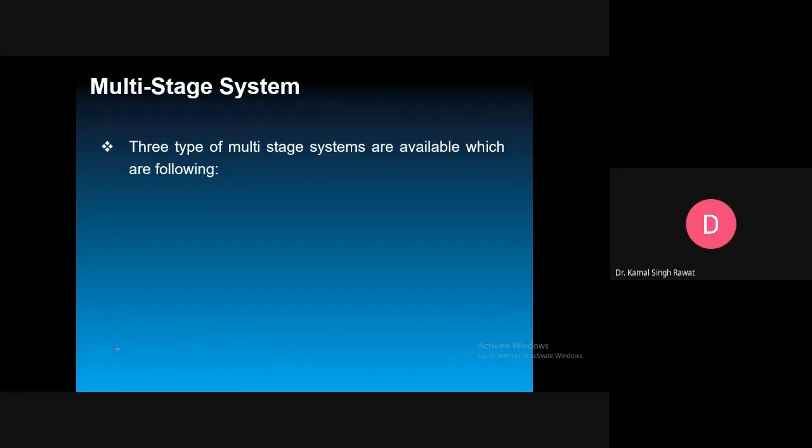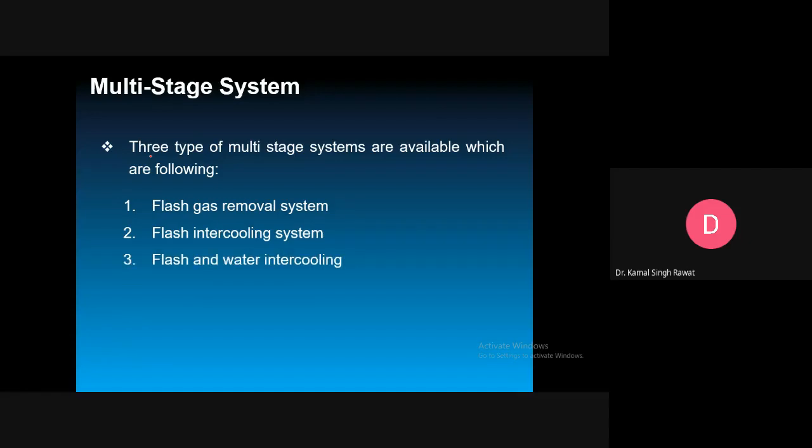So till now we saw that when we were talking about the multi-pressure system, we saw three types. First one is the multi-stage compression system, second one is multi-evaporator, and third one is cascade. So the multi-stage compression system also has three parts. First one is flash gas removal system, second one flash intercooling system, and third one flash and water intercooling. Okay, so we have three systems in the multi-stage compression system.